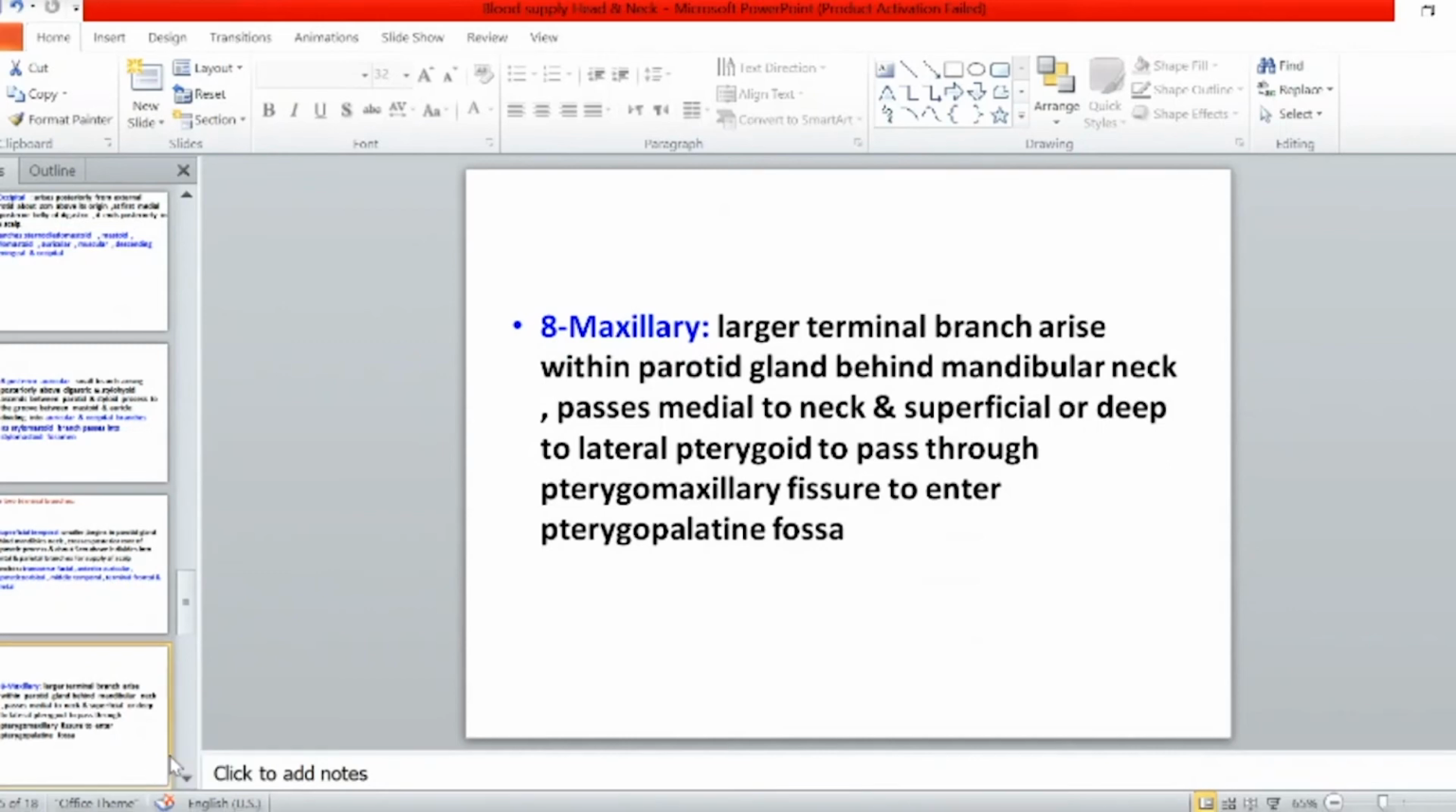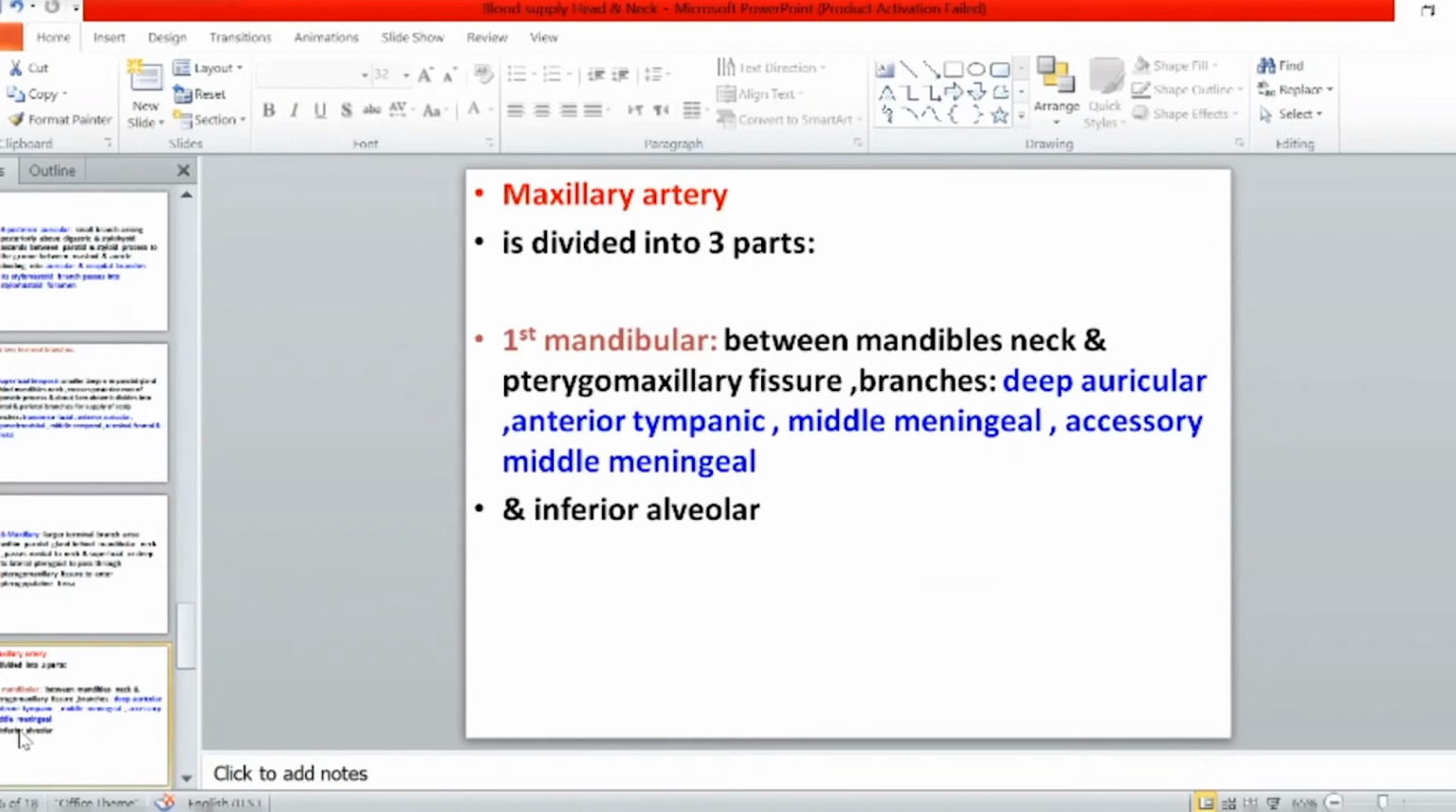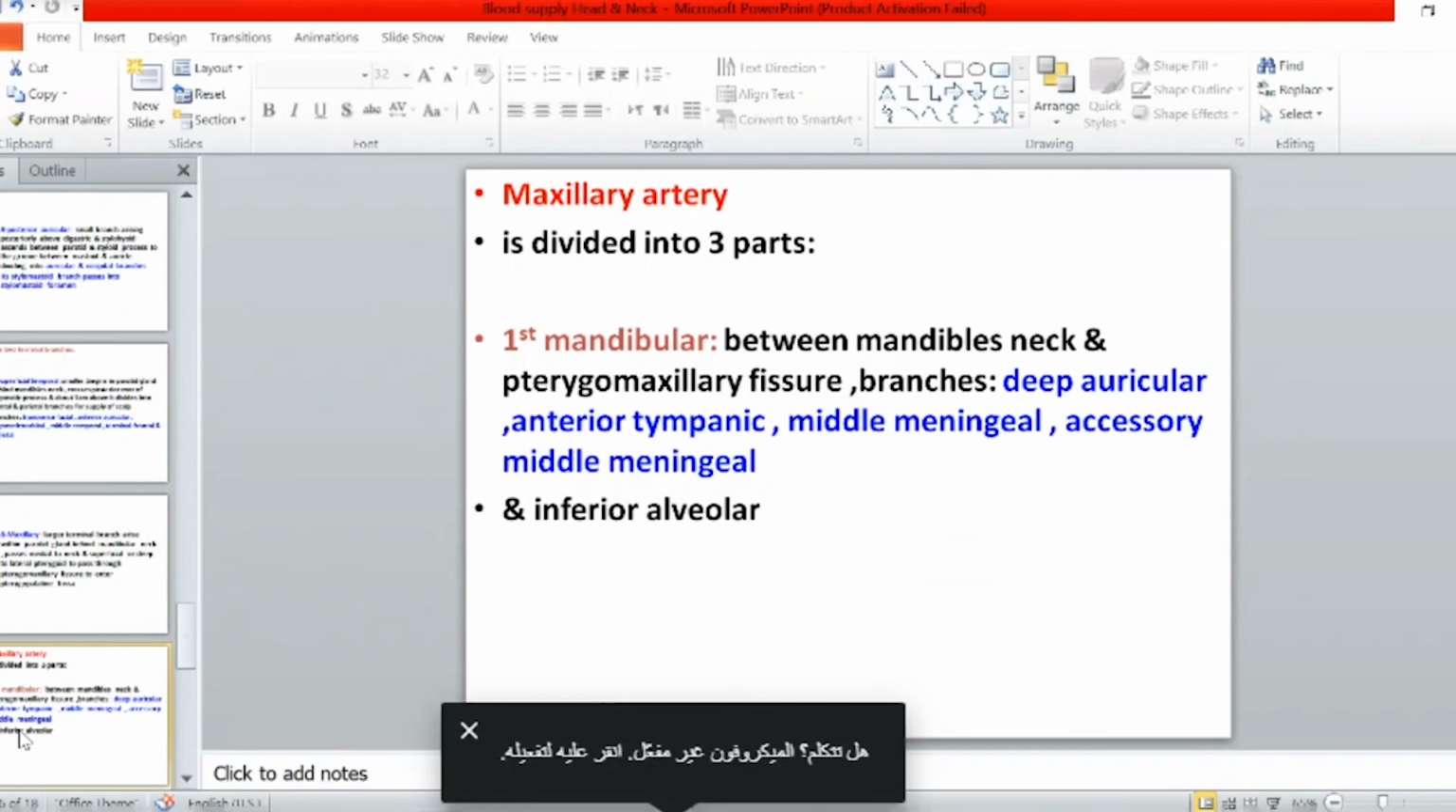So the first part of it, of 3 parts, is called mandibular. This is related to the neck of the mandible. This lies between the mandible's neck and the pterygomaxillary fissure. It gives rise to 5 branches. These are the deep auricular, which passes to the external acoustic meatus, anterior tympanic for the supply of the middle ear cavity, middle meningeal and accessory meningeal artery, and inferior alveolar artery.